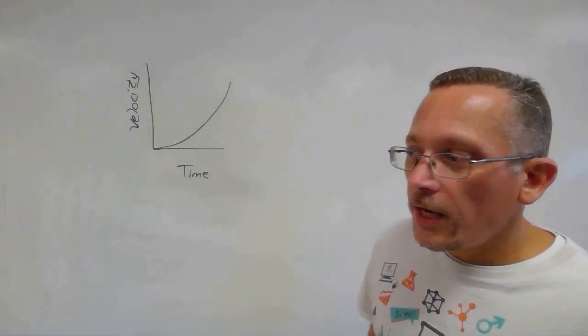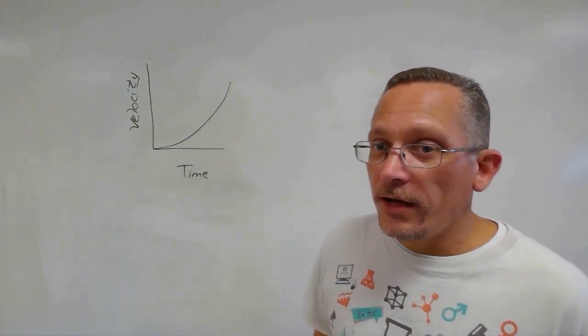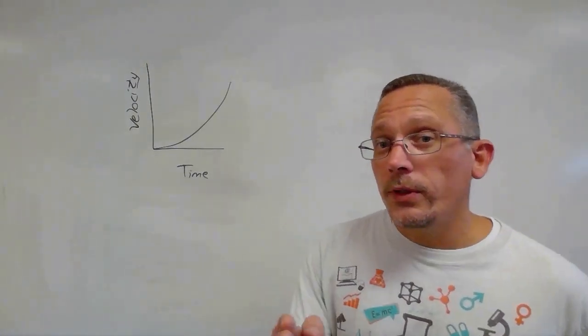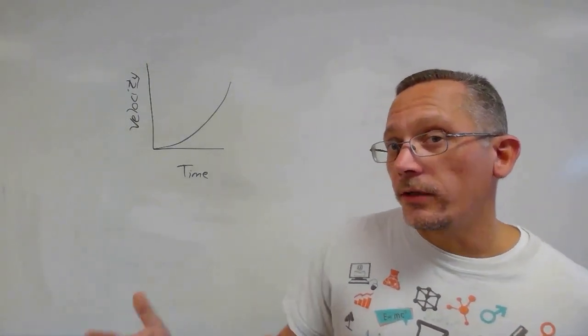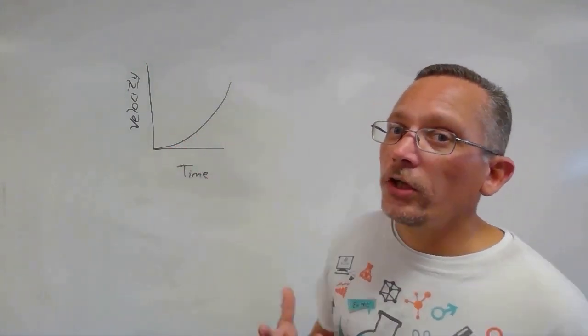Okay, just for a minute, let's talk about what happens if we see on a velocity versus time graph a line that is not a straight line. With a straight line, we know what that means. The slope of that line is the acceleration. But what does it mean if the slope isn't constant? What does it mean if my line curves?